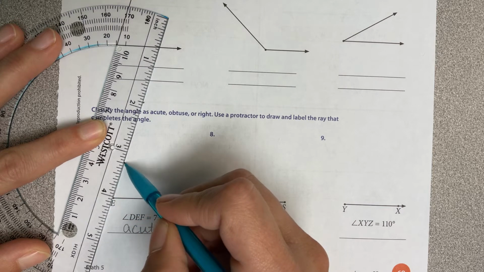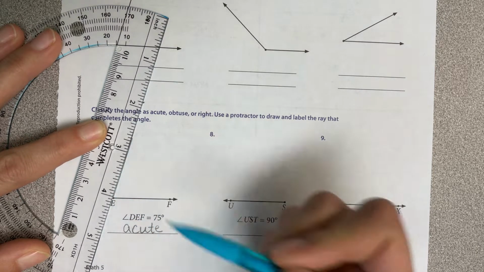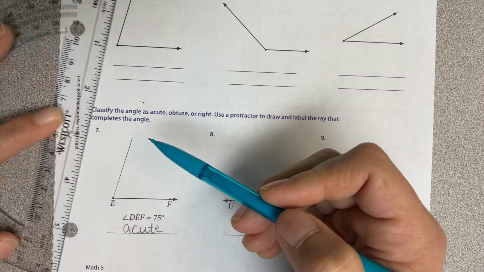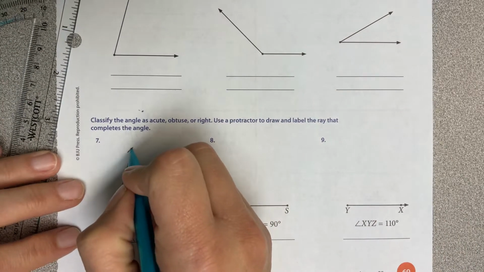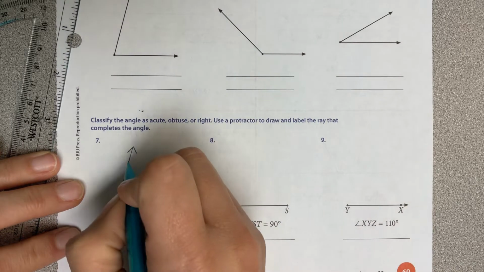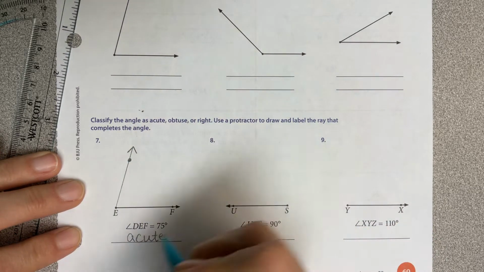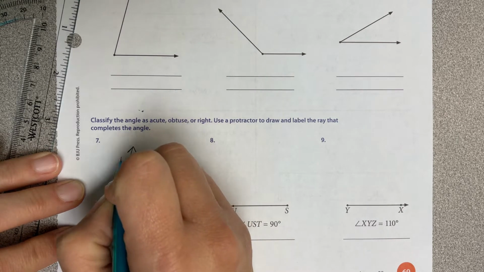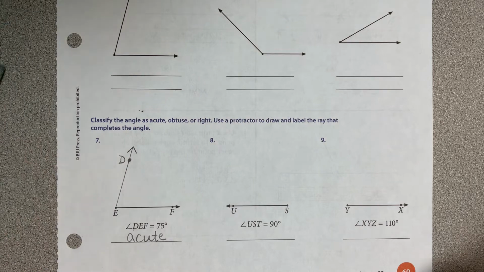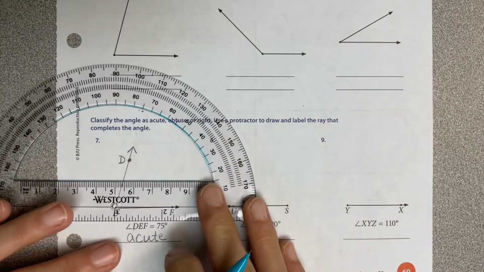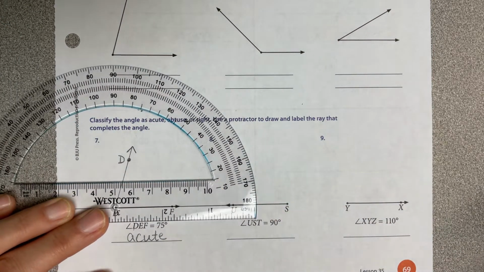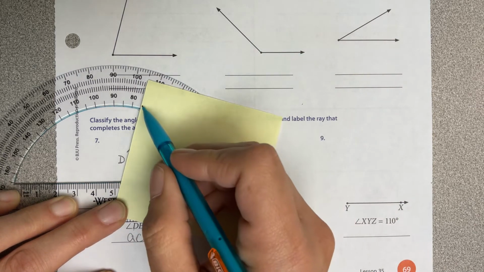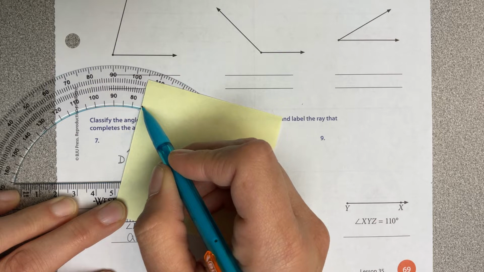I'm going to go about to right there and stop. If I kept drawing, it would go through the dot, which is what it should do, but I'm going to stop. I'm going to put my arrow here, and I'm going to put a point. And we know because it says down here it's angle DEF, we know that this is point D. And then again, I can go back and double check. I can take my sticky note, and I can make sure that my line measures 75 degrees, right in the middle there.